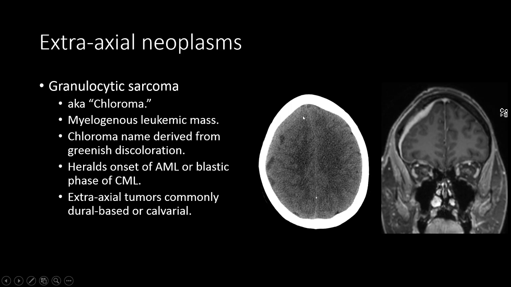You can see that on this non-contrast CT, it can be easy to mistake what proved to be a chloroma for a subdural hematoma. So when there's any question, especially with a suspicious history of leukemia, you'd want to follow this up with post-contrast imaging, preferably with MRI.